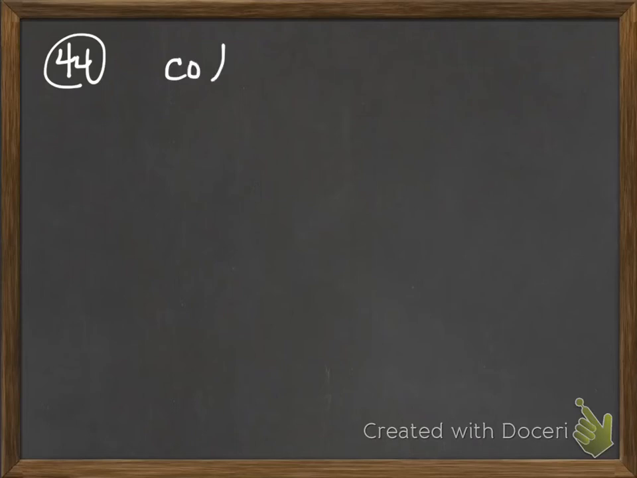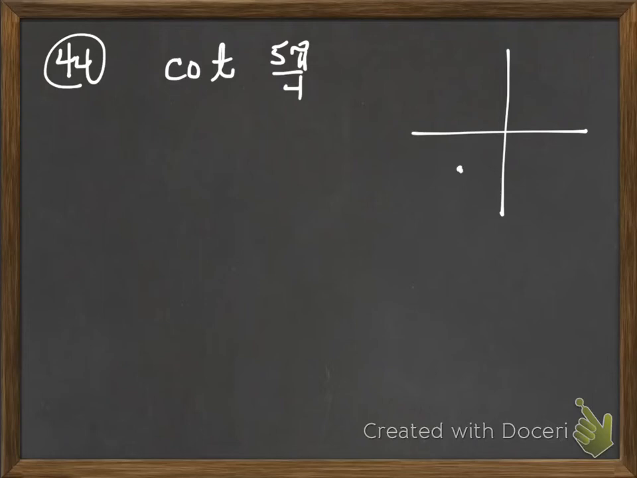44 is asking us to find cotangent of 5 pi over 4. So we are going to use our unit circle. 5 pi over 4 would rotate to this point right here. And that ordered pair would have an x value of negative square root of 2 over 2 and a y value of negative square root of 2 over 2.